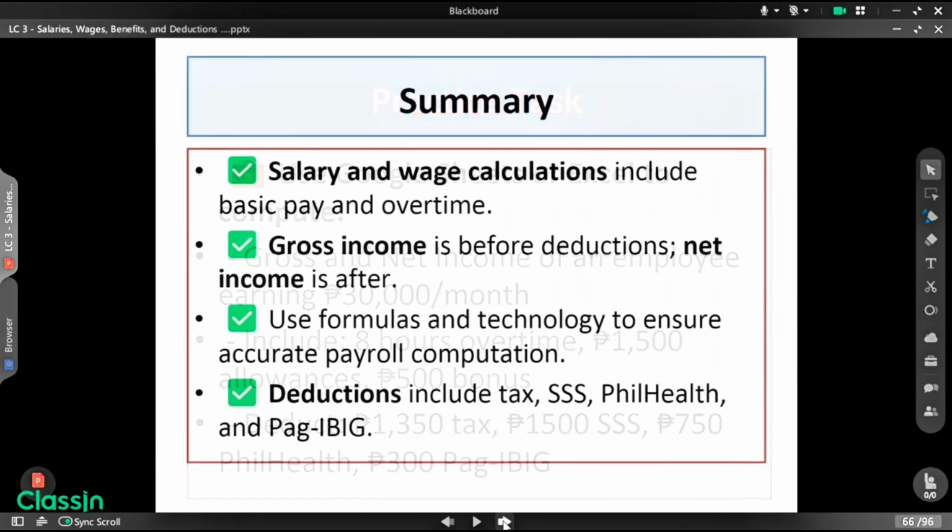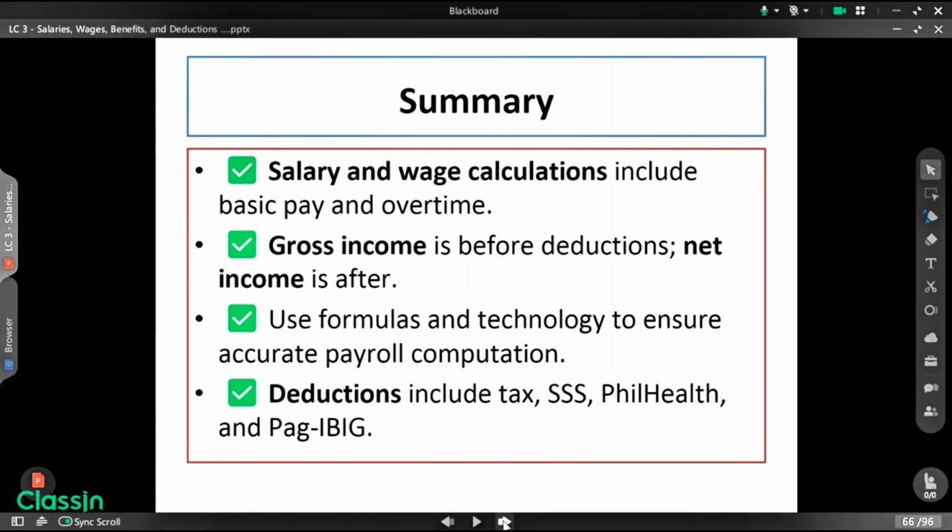Summary. Salary and wage calculations include basic pay and overtime pay. And for the gross income, it is before deductions. And then for the net income, it is after. Of course, you must use formulas and technology to ensure accurate payroll computation. And deductions include tax, SSS, PhilHealth, and Pag-IBIG.